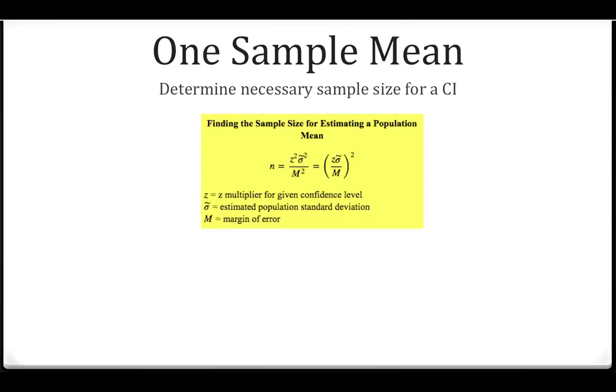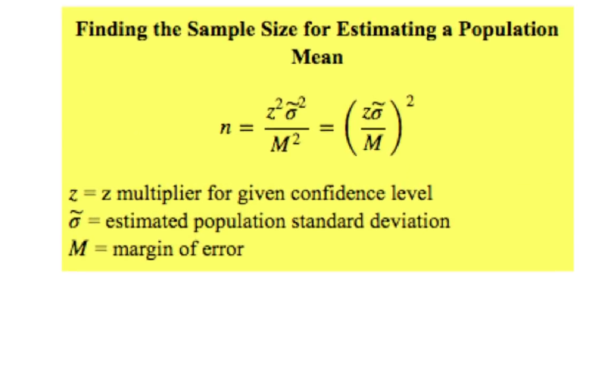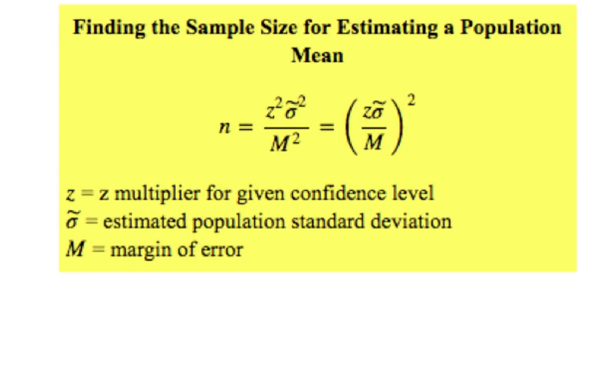Our next learning objective is to determine the necessary sample size for constructing a confidence interval. Here's the formula that's going to be used when estimating a sample size for one sample mean. Again, n is the estimated minimum sample size. Z is a Z multiplier for a given confidence level.